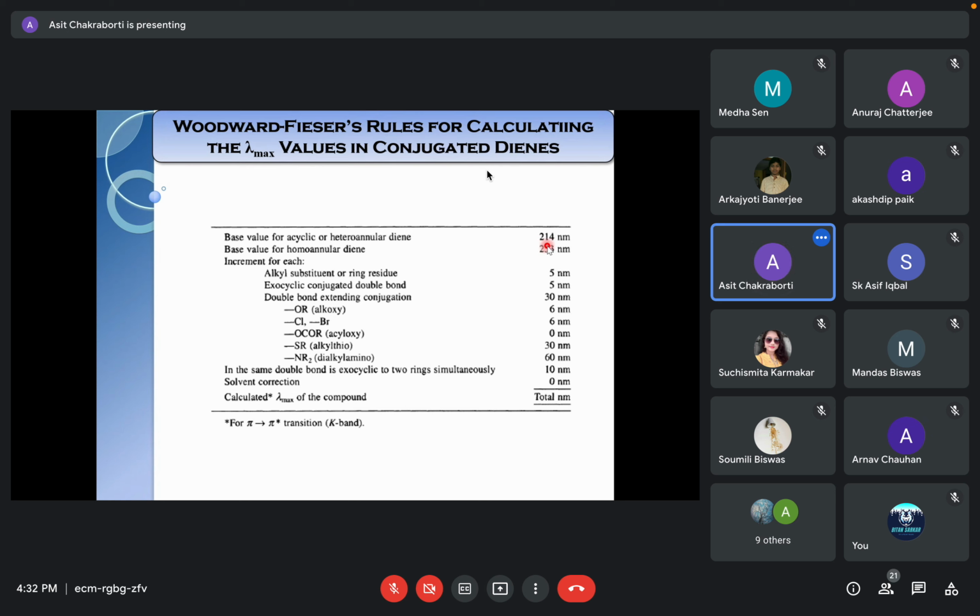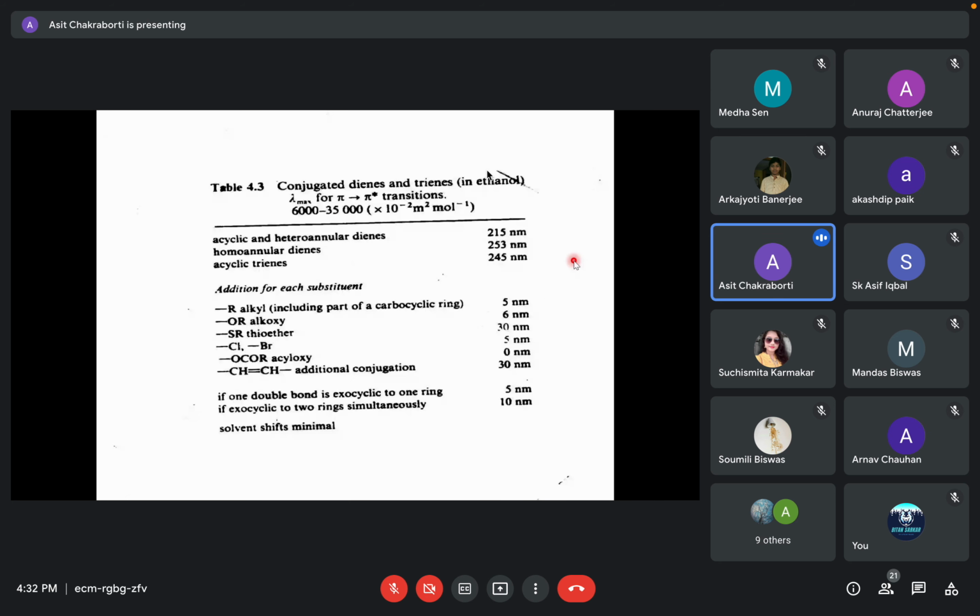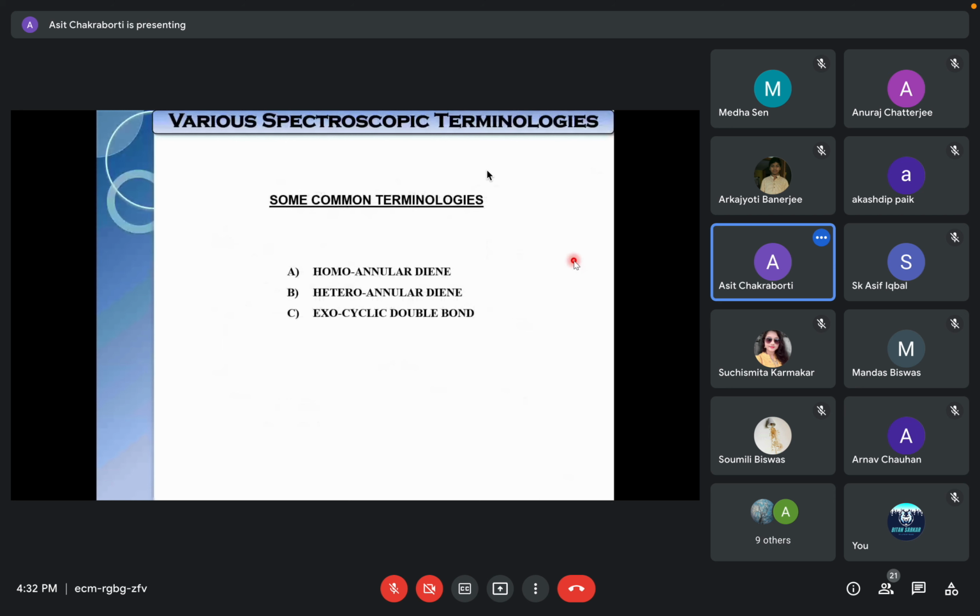This is the lambda max value. If it is homoannular, it will be 253. I have not gone through your total course content, I'll try to find out. Maybe it is supposed to be taught. If it is not taught, it has to be taught to you at some level of your BSMS. You cannot get the MS degree without this understanding, right? I'll come back to that.